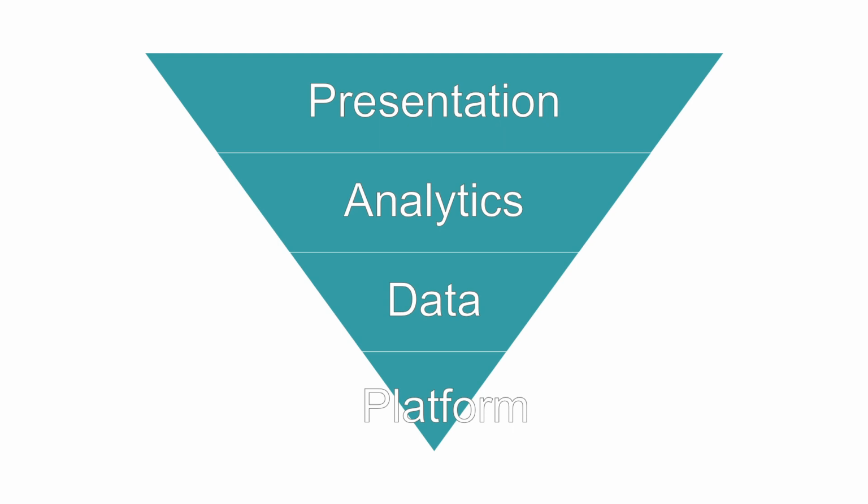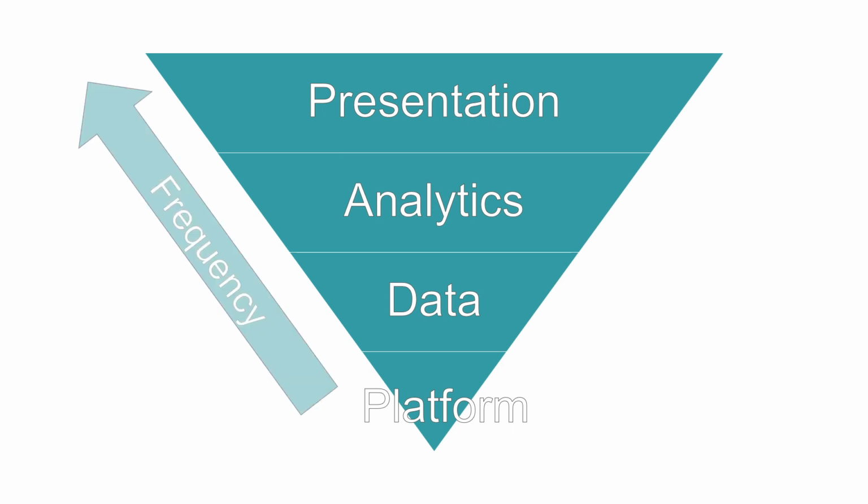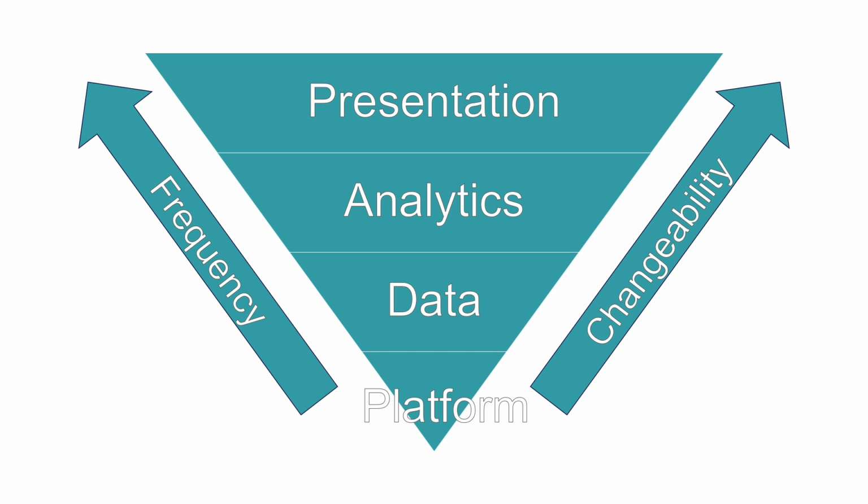Now, I've drawn them in this inverted triangle for a reason, and that's because the frequency of occurrence of the problem tends towards the top of the stack, which is good because the ability for us to change things is greatest at the top of the stack and least at the bottom. So if you think about the presentation layer, which is about how I build my dashboard and my workbooks, it's much easier for me to change the design of a workbook than it would be at the platform layer for me to add another 64 gig of RAM to my server.